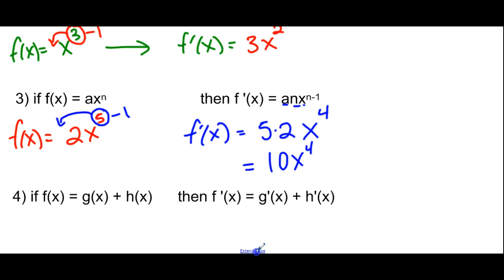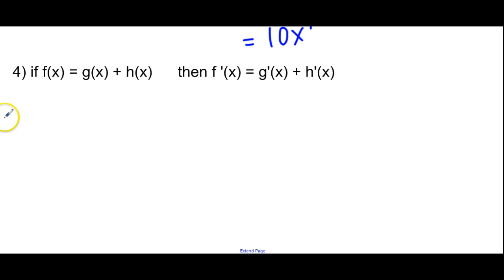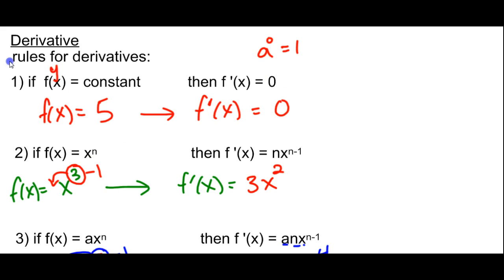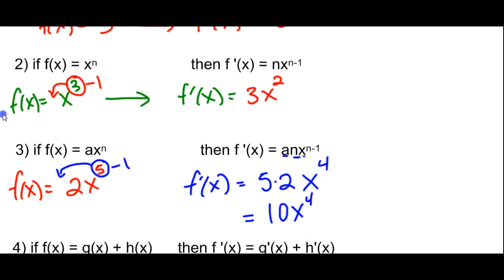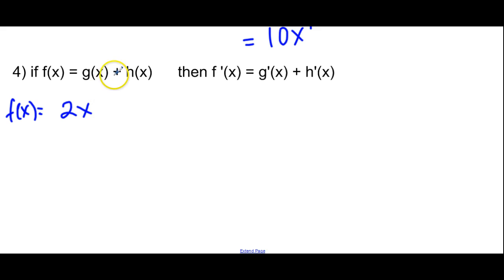Here we're adding two different functions. So if f of x equaled, let's say, 2x plus, let's say, 3x to the third, we want to find a derivative. So what we do is we take each one, we derive it first, and then if we can combine it, then we'll combine it. But take one at a time.